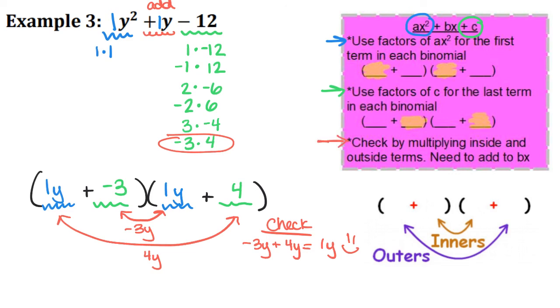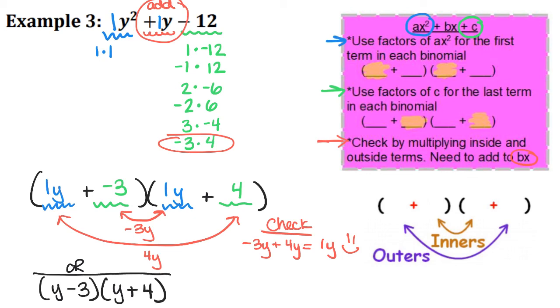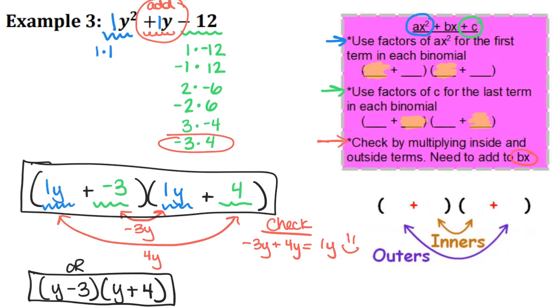So that was our final step, just kind of checking because it needs to add to that middle bx, or in this case our middle term was that 1y. We got it. So your final answer could include the 1y plus a negative 3, or maybe you're going to just use the y minus 3. That works. And same thing, maybe y plus 4. You can drop the 1 in front of the y if you'd like. Either answer is acceptable. And there you go. You have factored your trinomials. Nice job today.